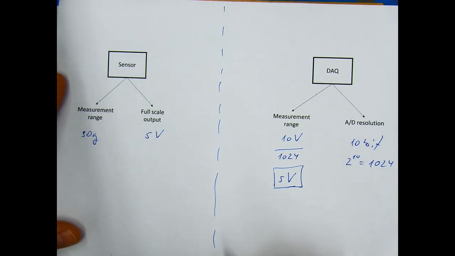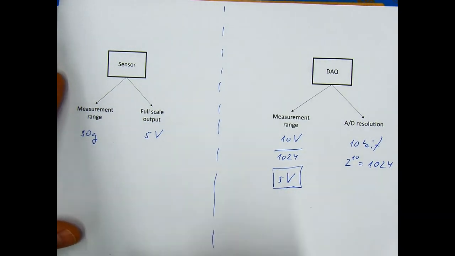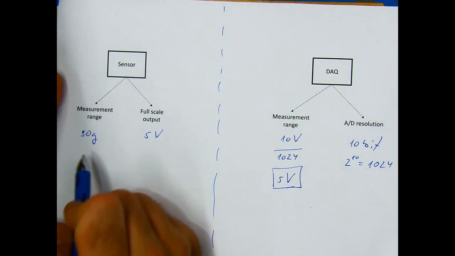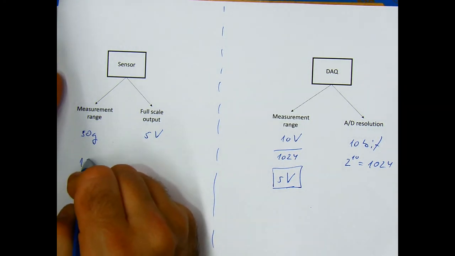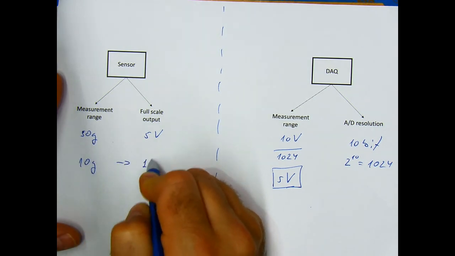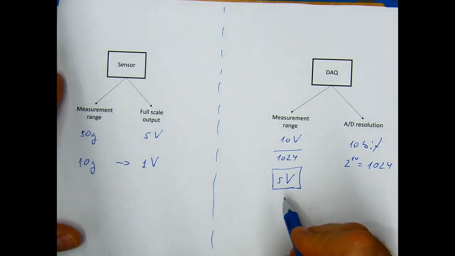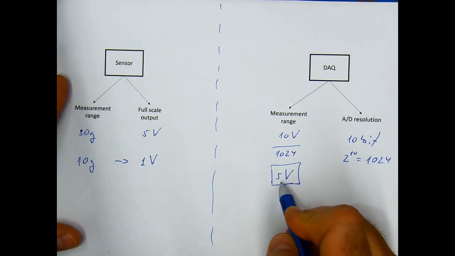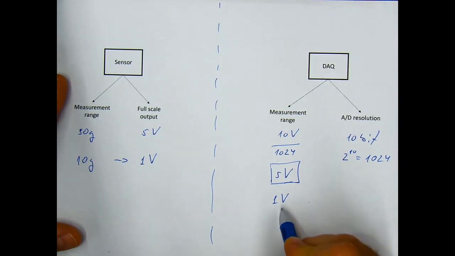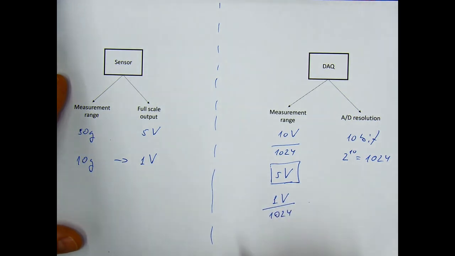It also makes sense to do this mindfully. So, for example, if you are using this sensor, but you are only measuring 10 Gs, which translate to full output of 1 volt, you will want to adjust this measurement range to 1 volt. In order for this to be divided by 1024 discrete values, so you'll get smoother recording.